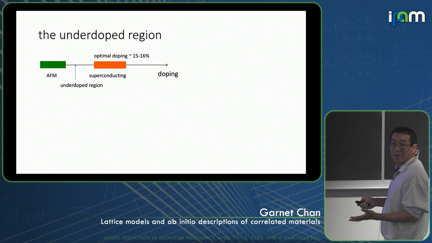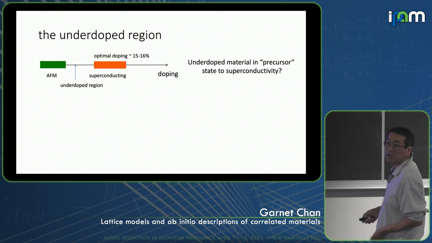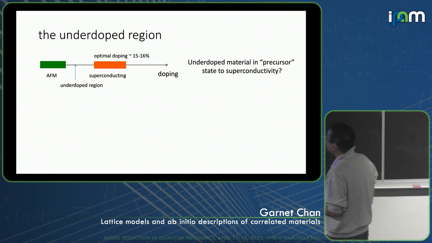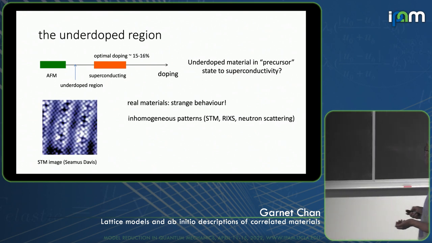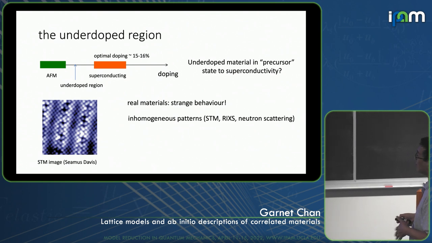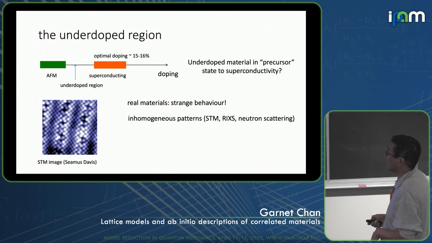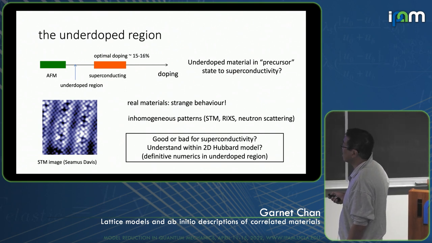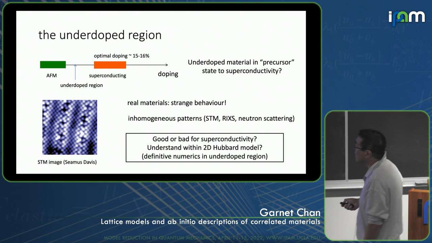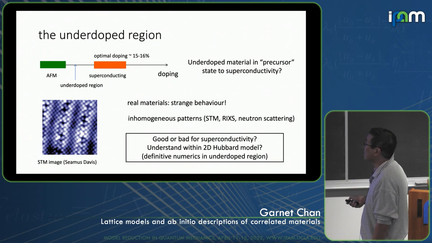Now, you might think, and it's plausible to assume, that you might learn something about the superconductivity by understanding what happens just before it becomes superconducting, right? Perhaps you're in some precursor state to superconductivity. And indeed, if you take real materials and you look in this underdoped region, there's a variety of unusual phenomena. For example, you have all sorts of weird patterns. These are not the atoms you're seeing here. This is just sort of electronic modulations that you can detect in this case by STM. And you can also see various peaks in RIXS and neutron scattering from these modulations. And it's not really clear whether this is generating the superconductivity, or is this preventing the superconductivity? It's all kind of unclear.